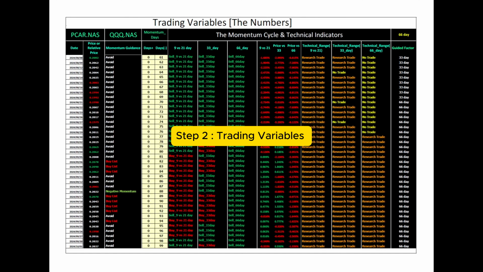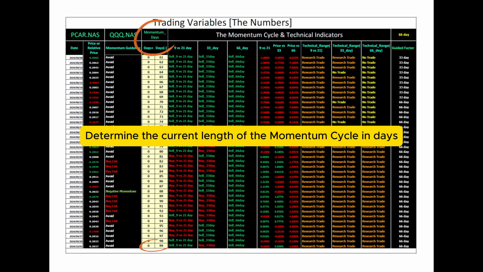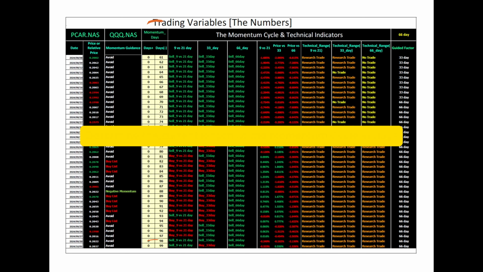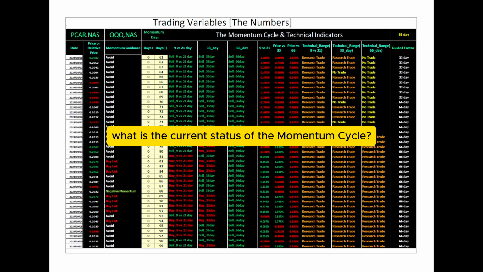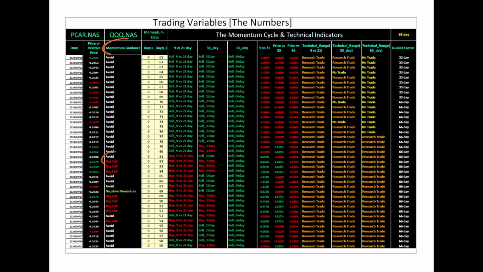Step 2. Trading variables. Determine the current length of the momentum cycle in days. In this case, the momentum cycle has been negative for 99 days. What is the current status of the momentum cycle? The momentum cycle has shifted from the avoid list to the buy list. The key question now is whether the instrument will move upward with the positive momentum cycle, or if this is it, just a short-term price correction.